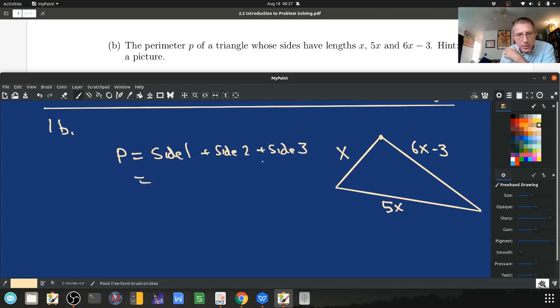And that's equal to x plus 5x plus 6x minus 3. But again, we want to collect like terms and simplify. x plus 5x is 6x, and 6x plus 6x is 12x. So this is 12x minus 3. That's our perimeter.